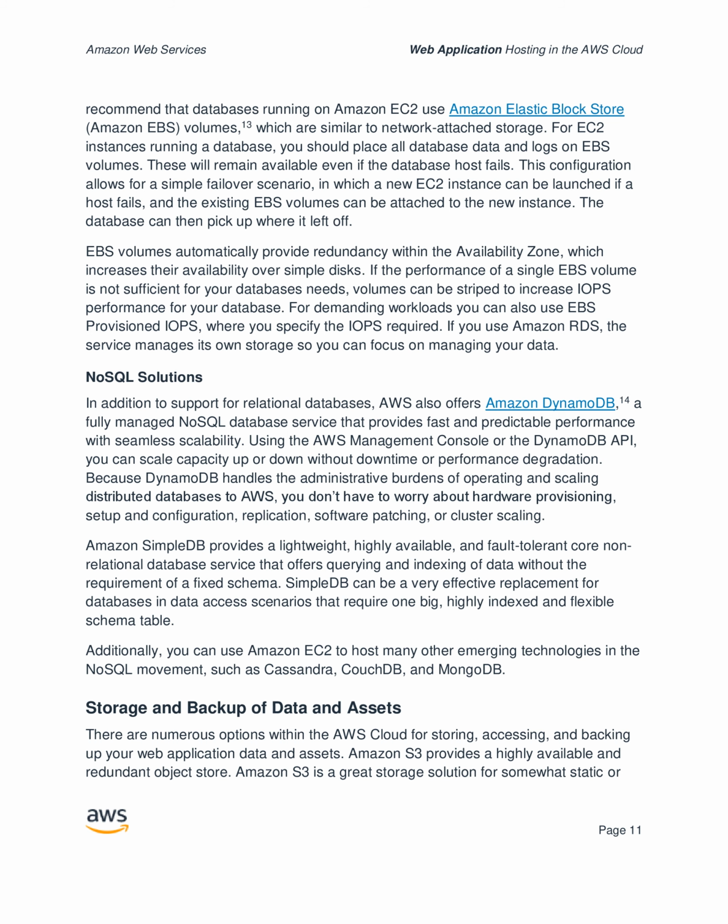Amazon SimpleDB provides a lightweight, highly available, and fault-tolerant core non-relational database service that offers querying and indexing of data without the requirement of a fixed schema. SimpleDB can be a very effective replacement for databases in data access scenarios that require one big, highly indexed and flexible schema table. Additionally, you can use Amazon EC2 to host many other emerging technologies in the NoSQL movement, such as Cassandra, CouchDB, and MongoDB.